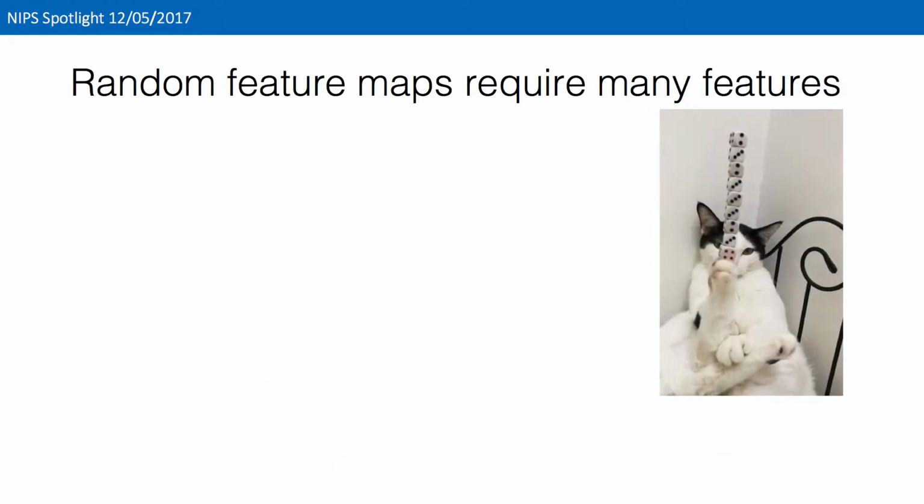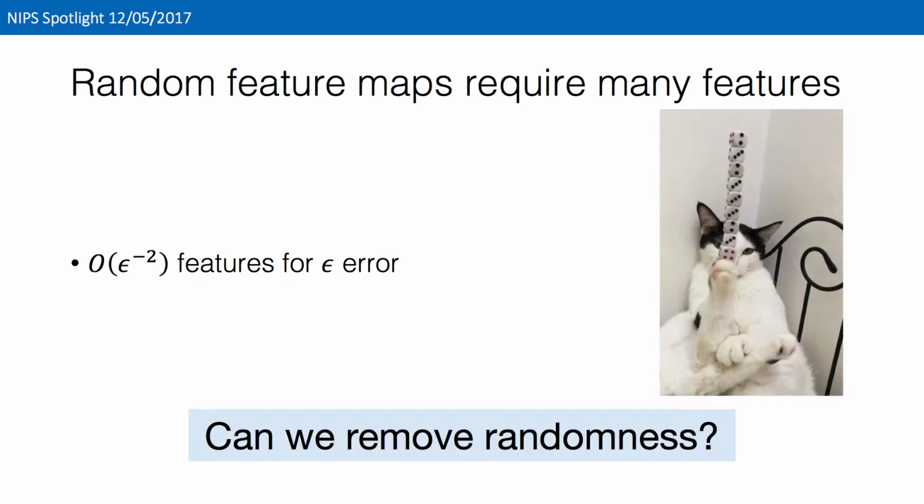Prior methods of kernel approximation mostly use random feature maps. The use of randomness means that to achieve a small error epsilon, we need a large number of features on the order of 1 over epsilon squared. The natural question is, can we remove randomness in kernel approximation? It turns out that we can.